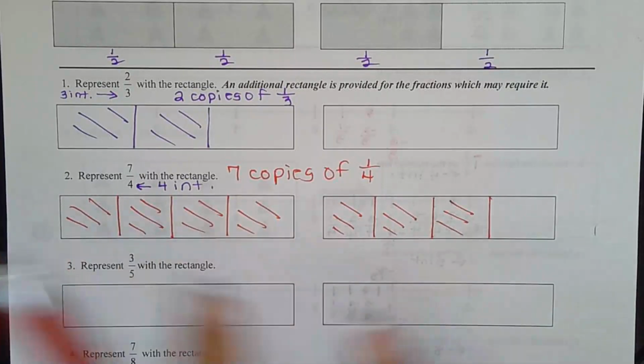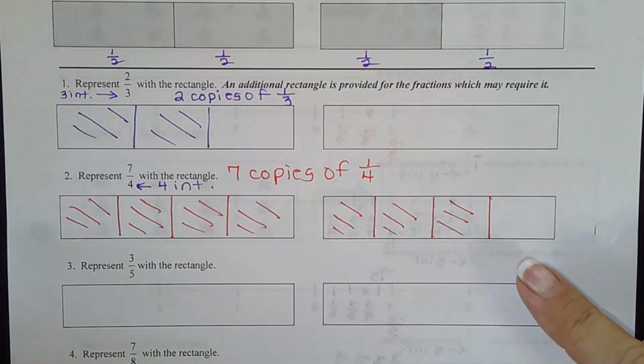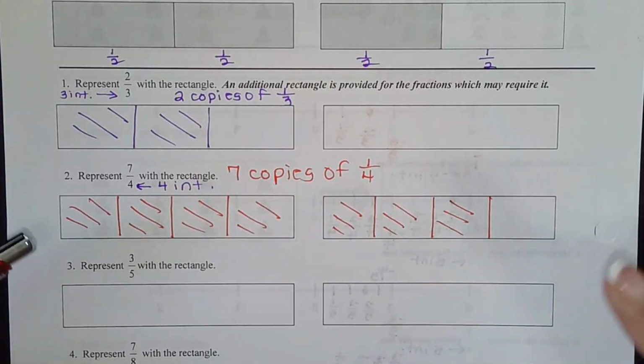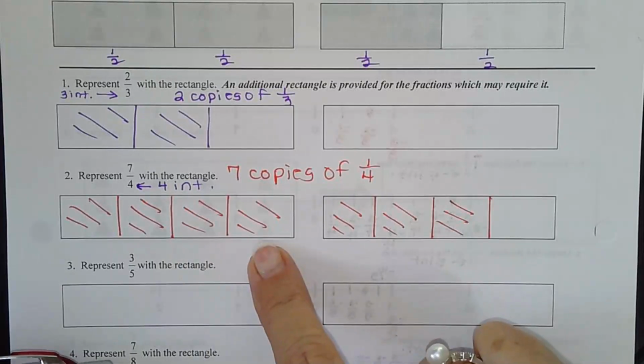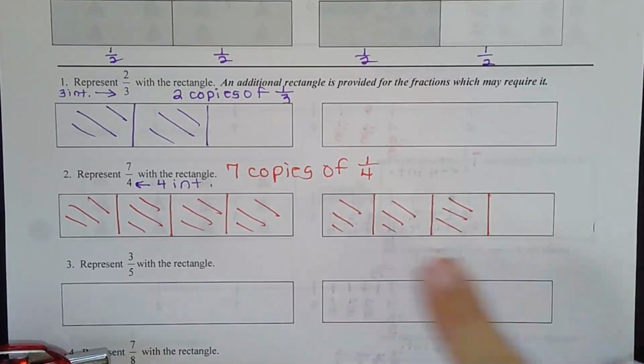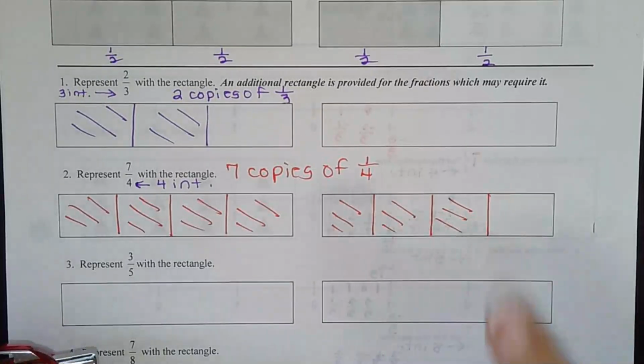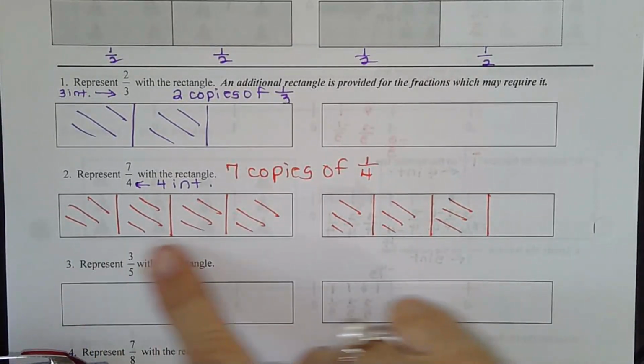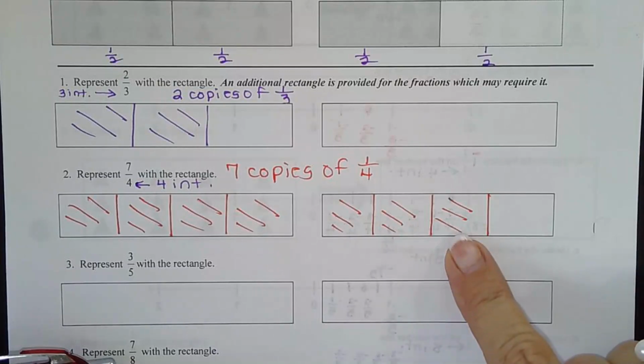Here's 1 whole, here's 2 wholes. And if I were to write it as a mixed number without even knowing how to do it, I could say it's 1 whole and then 3 copies of 1/4, which is 3/4. So 7/4 equals 1 and 3/4.